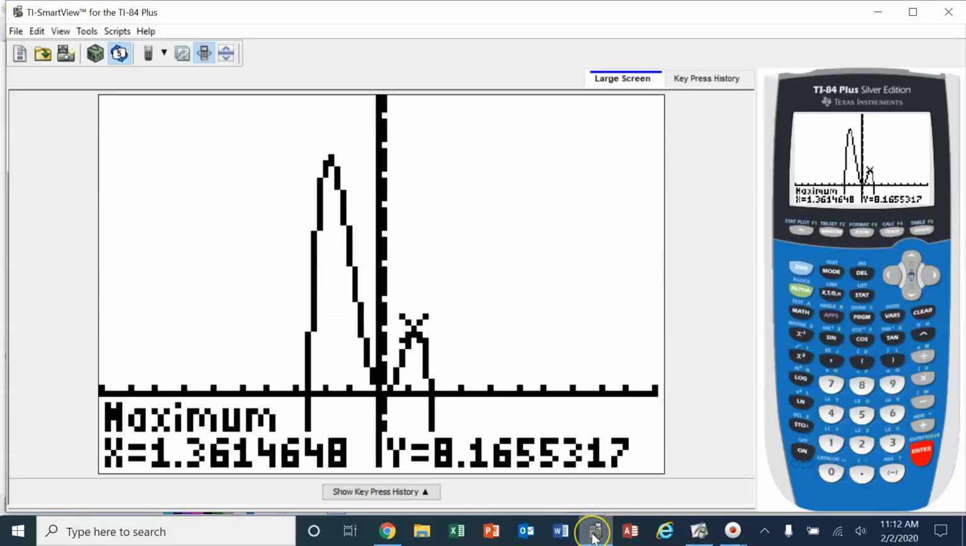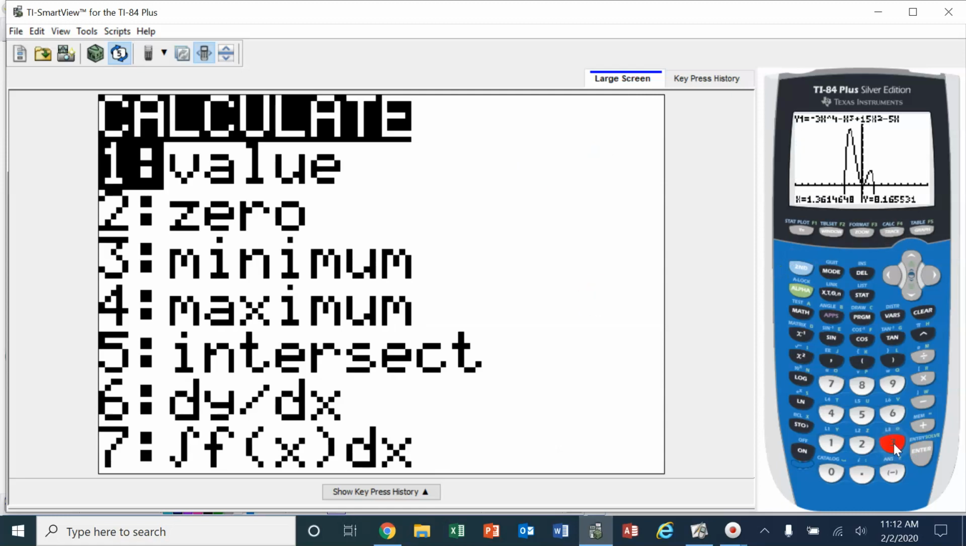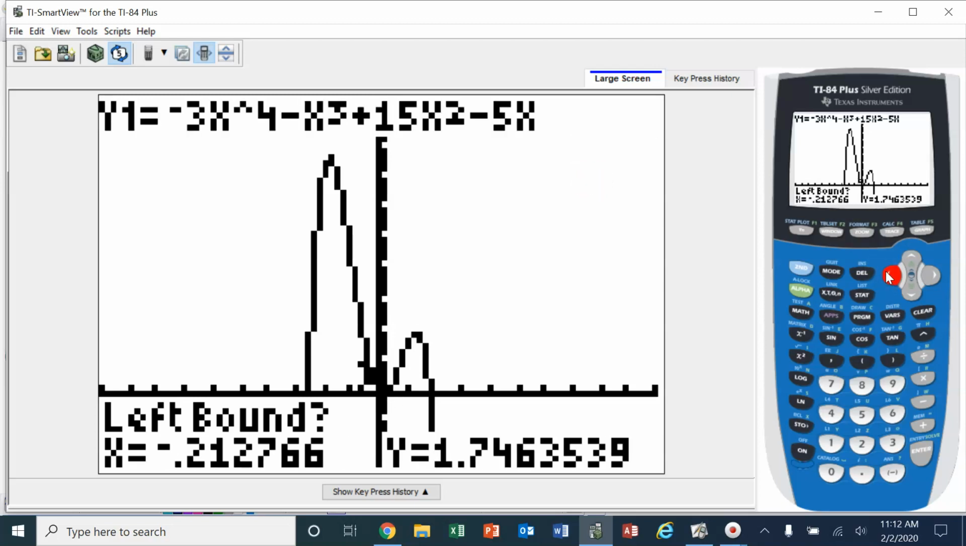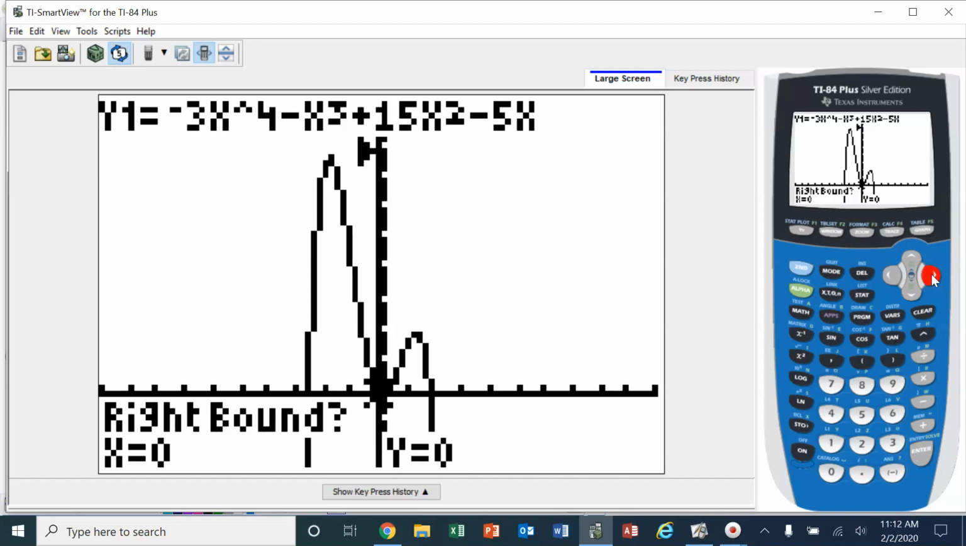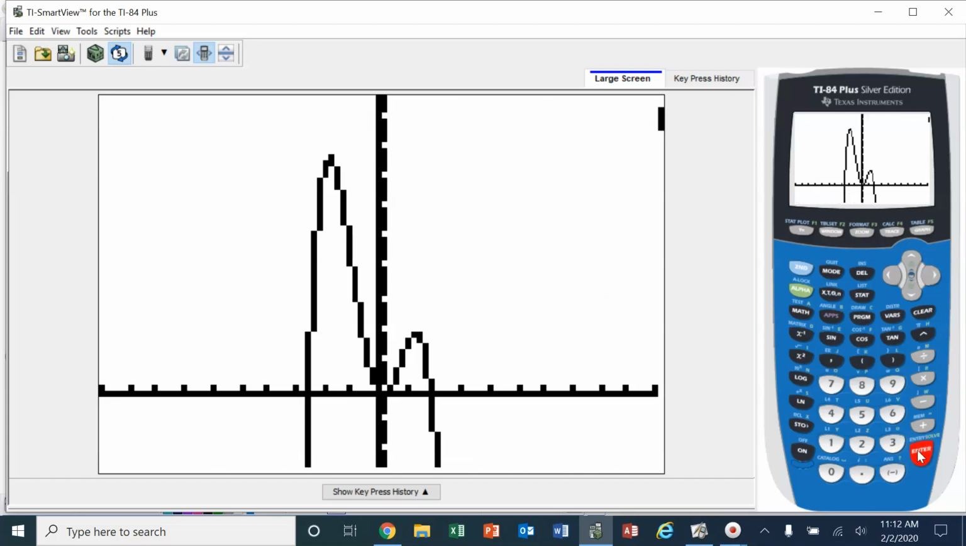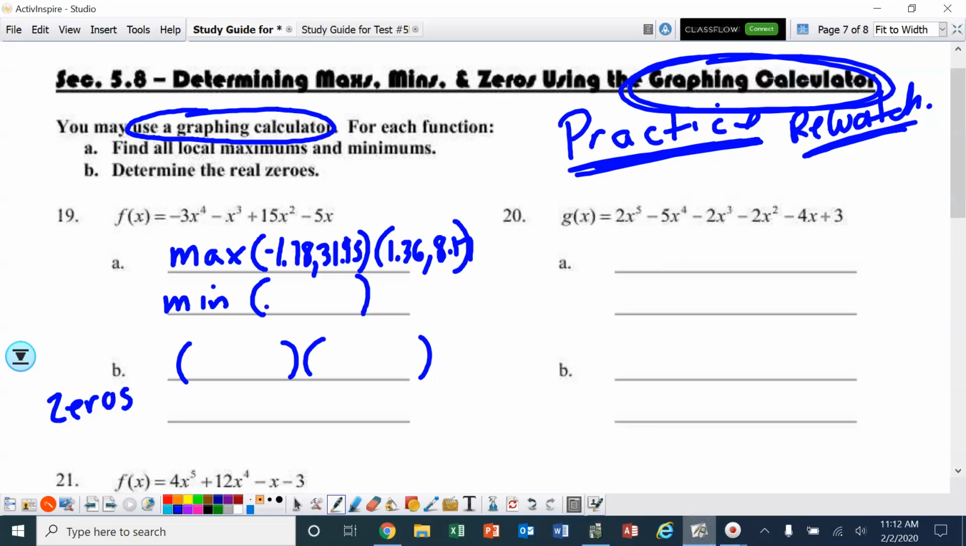All right, now the minimum. We do it the same way, except we pick minimum. So second trace, minimum. Move it to the left side of that minimum. Hit enter once. Move it back around to the right side. Hit enter twice. Okay, and there's the minimum. All right, let's write that down: 0.17, comma, negative 0.42.